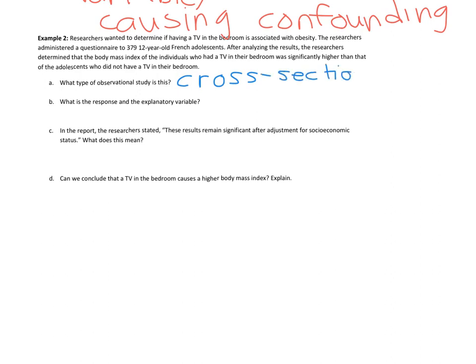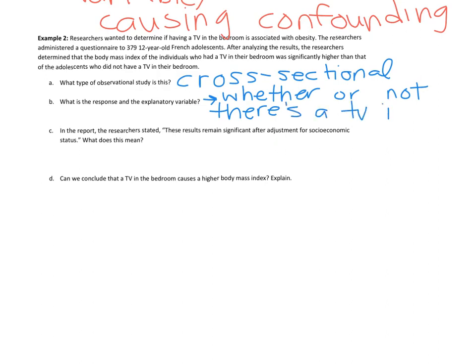The explanatory variable is whether or not there's a TV. The values would be yes or no. Yes TV, no TV. And the response is the BMI. BMI is body mass index. It's a ratio, more or less, of your height and weight.